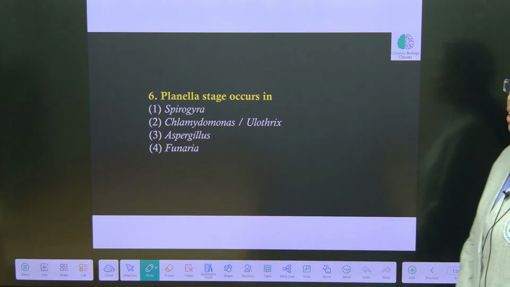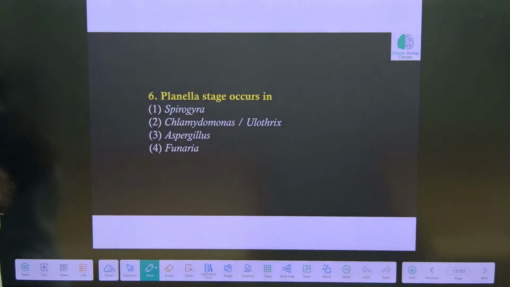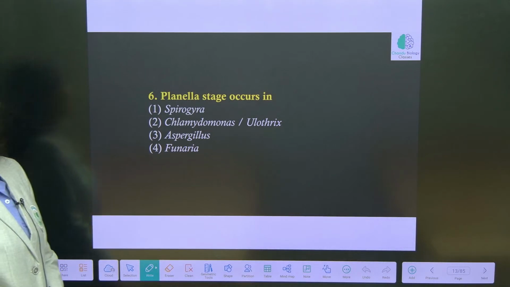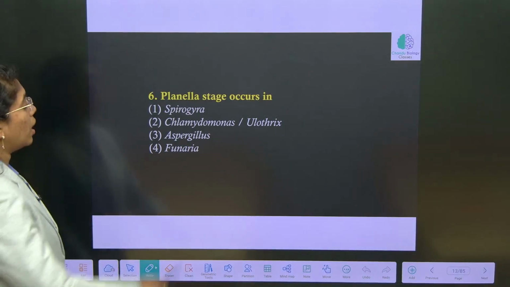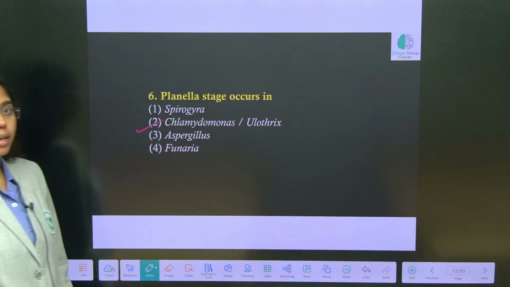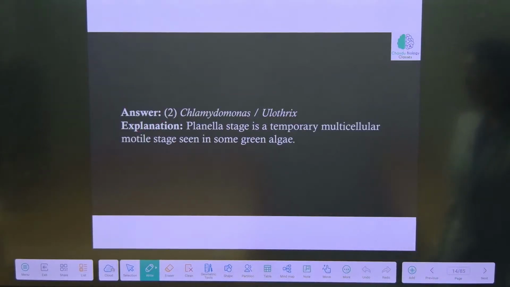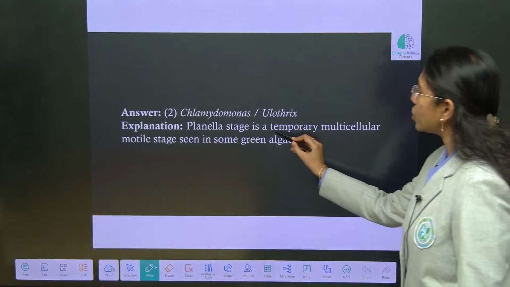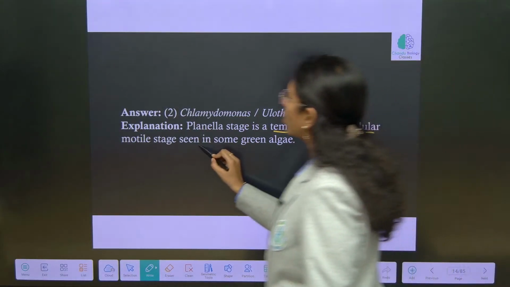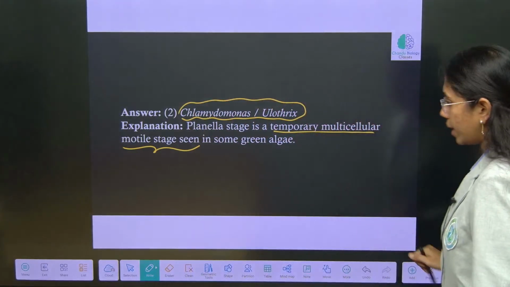Planella stage. In which type of organisms do you see this Planella stage? It is observed in primitive green algal members like Chlamydomonas, which is unicellular green algae, and Ulothrix, which is filamentous green algae. It is a temporary multicellular motile stage occurring only in these types of algae.